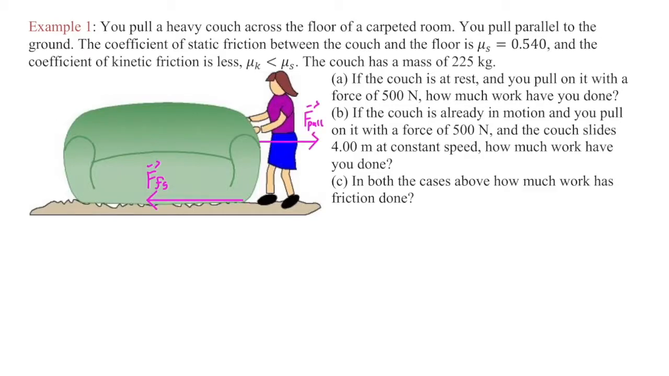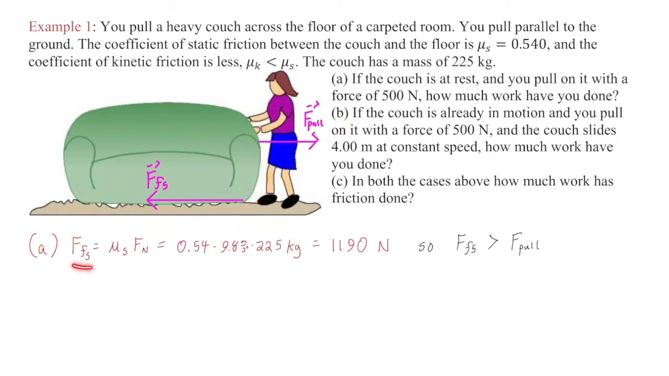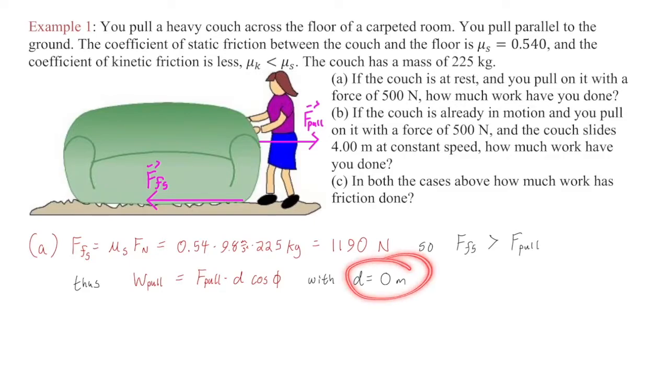So here's the free body diagram: pulling force, friction force. How much is the friction force, by the way? Well, we take μs and multiply by the normal force, which would be μs times gravity times mass. That's 1,190 newtons. That means the static friction force is actually greater than the pulling force. In that case, the couch isn't going to move. And if the couch doesn't move, then the work done by pulling has to be 0. Work is always 0 if displacement is 0. That's a good reality check. You can't do work if things aren't moving.